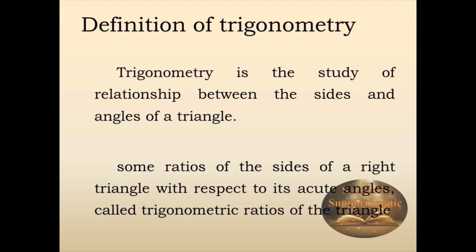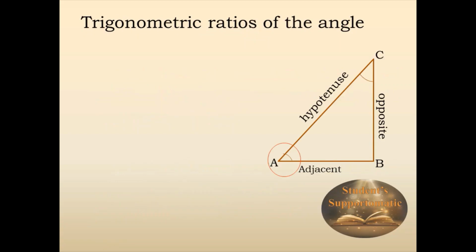In a right angle triangle, we define some ratios of the sides of the triangle with respect to its acute angles. It means in a right angle triangle, one angle is 90°, therefore it is a right angle triangle, and the remaining two angles are acute angles. So we define the ratios of sides with respect to these two acute angles, and that is called trigonometry.